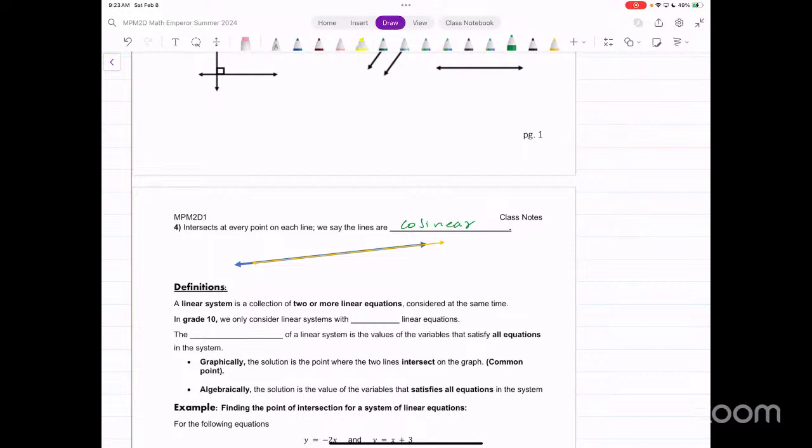A linear system is a collection of two or more linear equations. So what we're going to talk about is a linear system. We're not talking about one equation. We're going to have more than one equation considered at the same time. In grade 10, we will only consider a linear system with two equations. Now, the solution of a linear system is the values of variables that satisfy all the equations. This is what we're going to work on, solution.